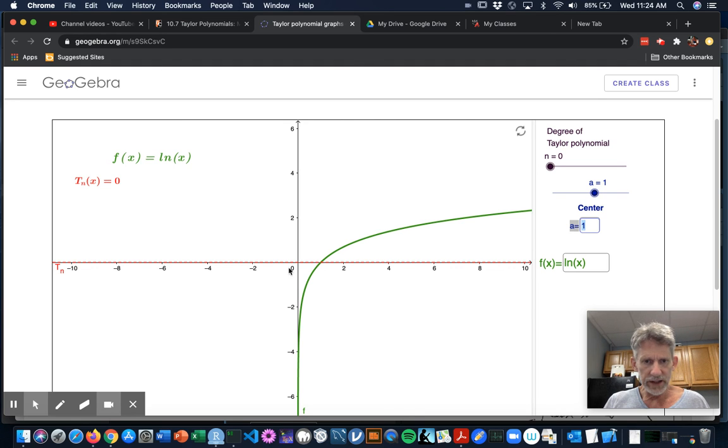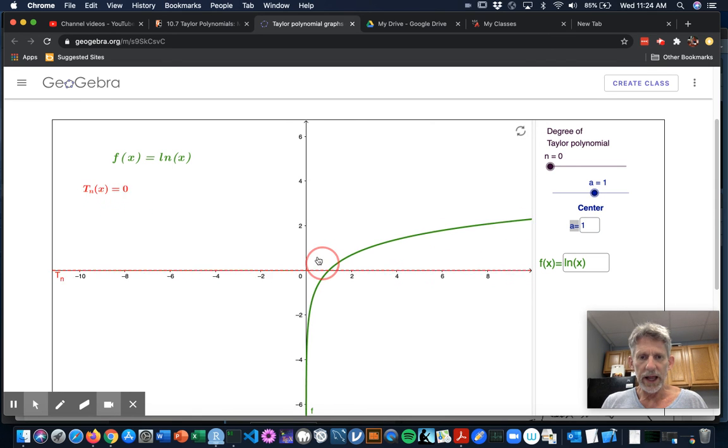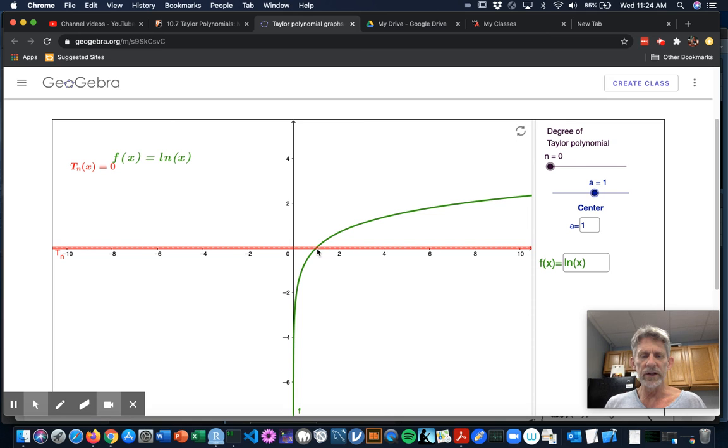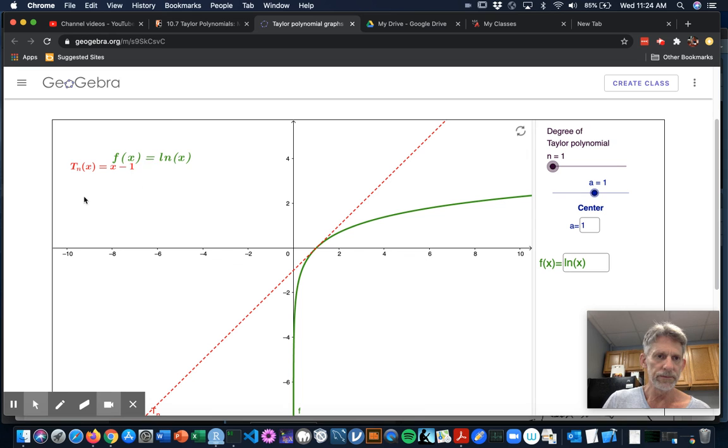And so this dotted line that you see graphed here, that's the T sub n of x this time. It's the y equals 0 line. All it does is agree with the value of f. It doesn't even agree with the slope. But let's go up here to the slider and bump it up. Now we're looking at the first Taylor polynomial. And so it has the formula x minus 1 that we found. And so there's linear approximation.